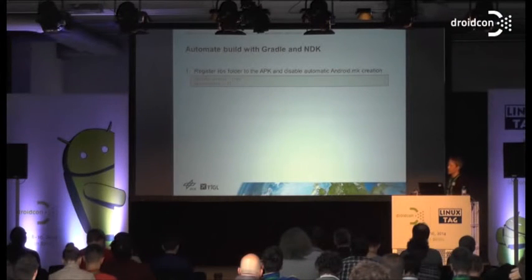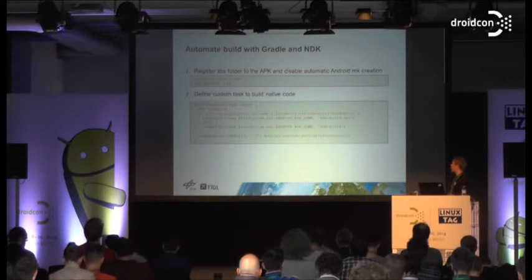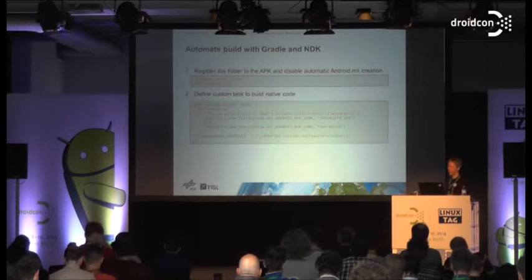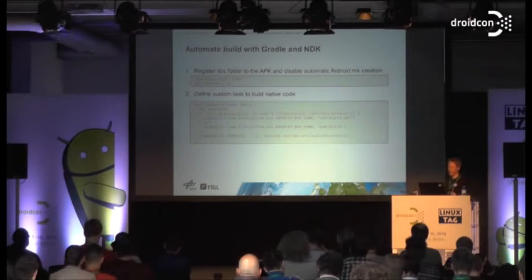So you have to register the libs folder inside your app source folder, so that this libs folder gets included into the APK file, and you define the JNI source directory variable and set it to 0. With that, you prevent automatic makefile creation. Then you define a custom build task. So you just say, okay, please call the NDK build command, and you just decide whether you're using Windows or not. You have to use different NDK build commands.